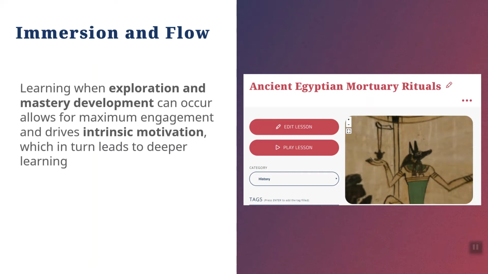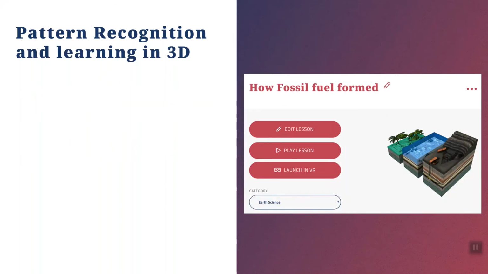There's another thing called immersion and flow. That's when we do exploration, mastery development, and you're also motivated. If you look at the image on the right, I created that lesson personally. It's an ancient Egyptian mortuary ritual. I've seen a lot of videos about that, and I was wondering why this scale is there and how it works. In virtual reality, in my lesson, I can question that at any time. I don't have to watch a video. I can explore and inquire.